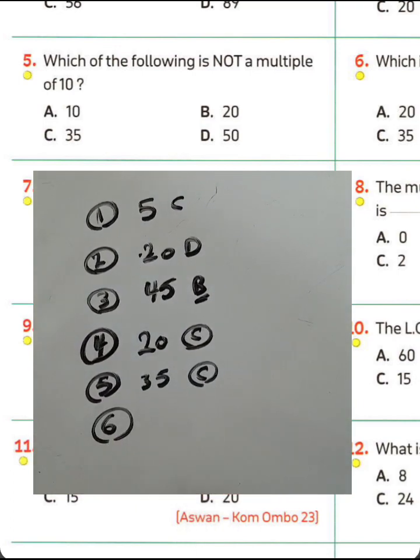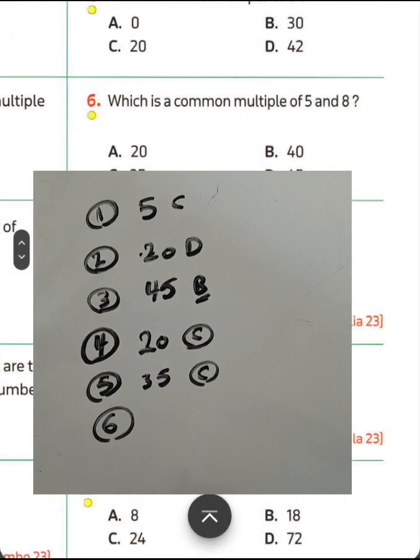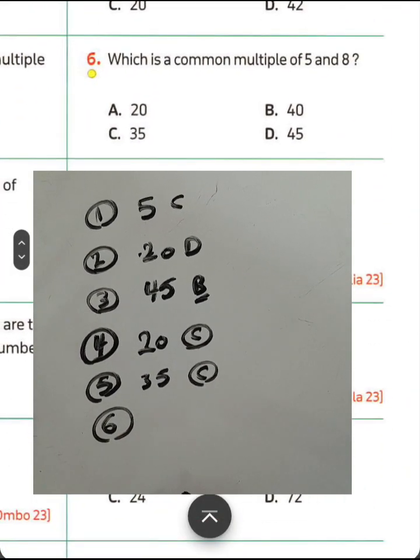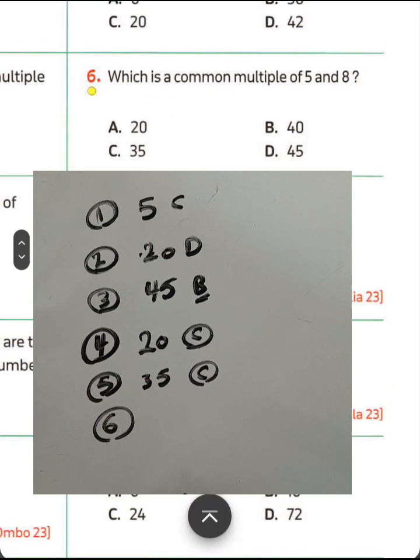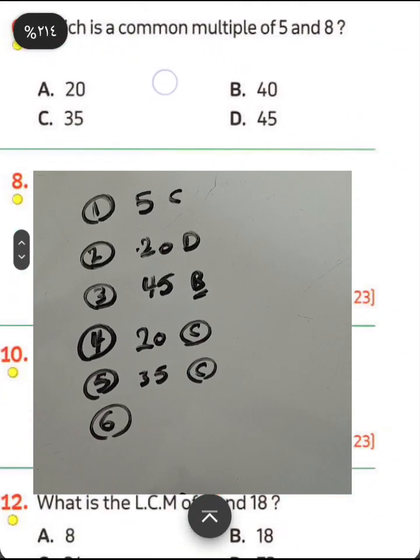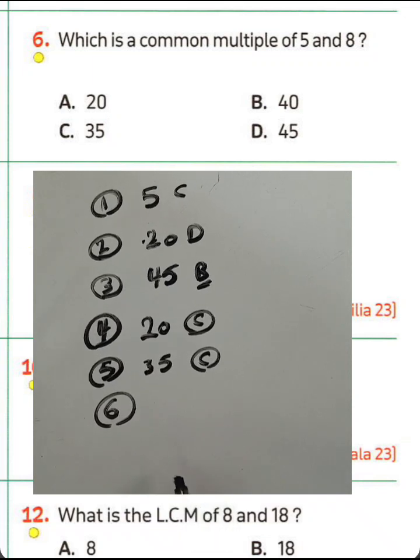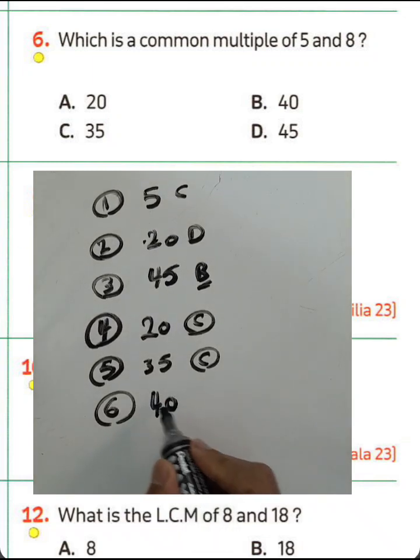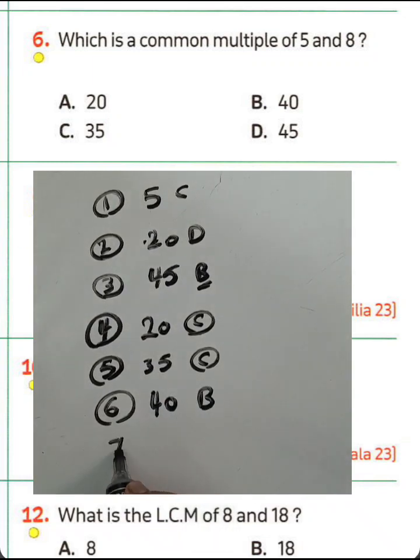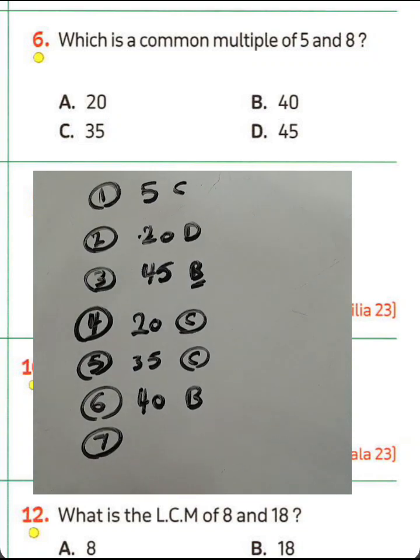Question 6. Which is the common multiple of 5 and 8? It means a number that can be divided by 5 and 8. 5 multiplied by 8 equals 40. Choose letter B.